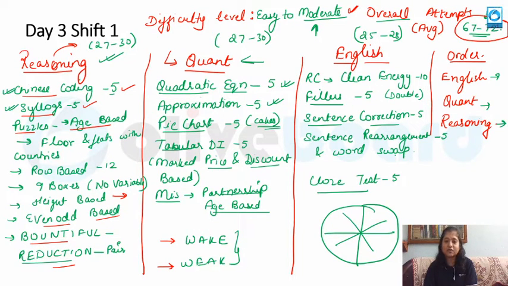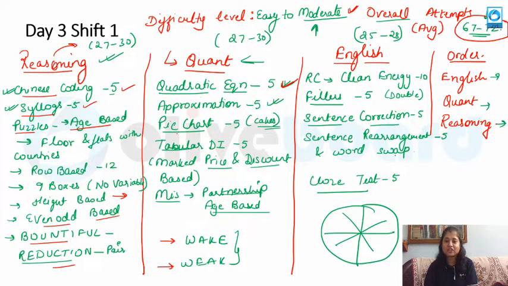Today also you can see first shift day 3, there is no series, no missing series, no wrong number series. We had quadratic equations, right? So quadratic equations, direct quadratic equations 5 questions, approximation 5 questions. There were 2 DI, right?